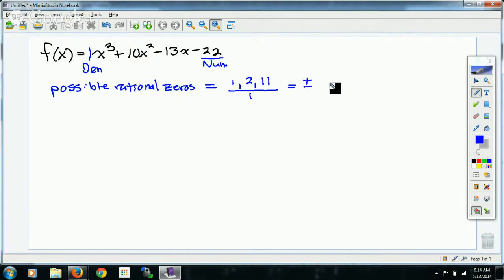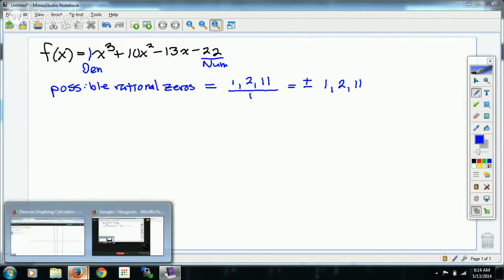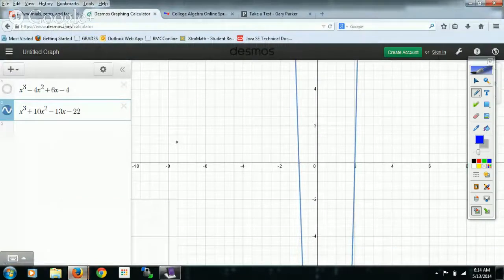Make it plus or minus 1, 2, or 11. Still have 6 possibilities. Next thing I do is I look at the graph to narrow it down. So I got a graphing calculator over here somewhere. There it is. This is the Desmos graphing calculator. And you can see I've typed in x raised to the 3rd plus 10x squared minus 13x plus 22, and it's showing the graph. Now, I know this is a cubic, which means it does a little wiggling.